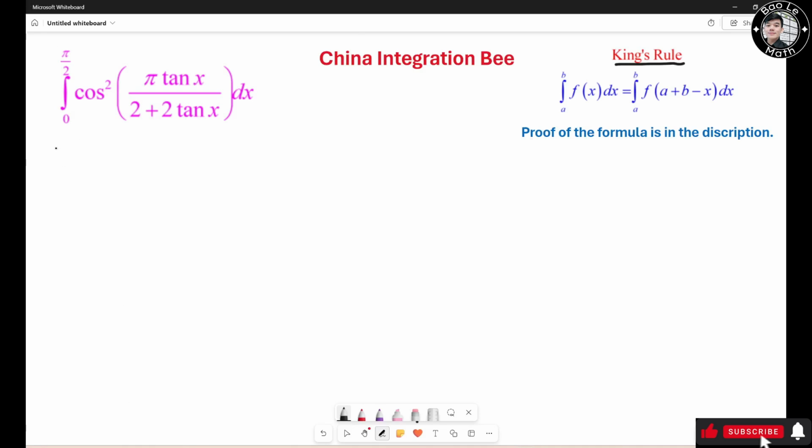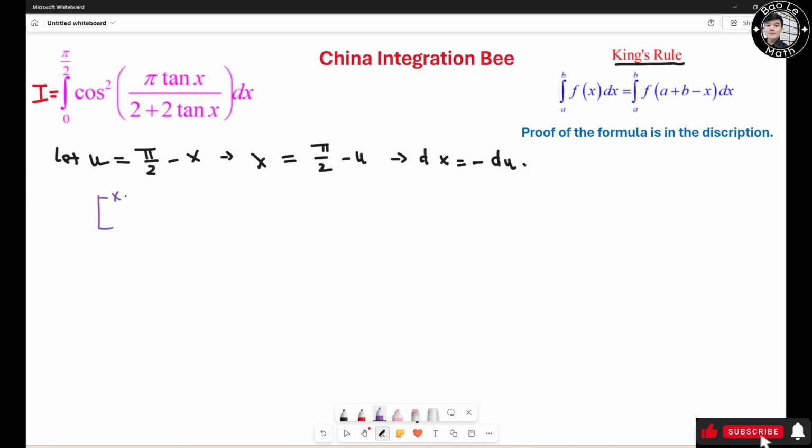Let u equal pi over 2 minus x. Then x equals pi over 2 minus u. Now take the derivative of both sides, so it turns out to be dx equals negative du. Now x equals 0 and x equals pi over 2, so we have the new bounds: u equals pi over 2 and u equals 0, right?